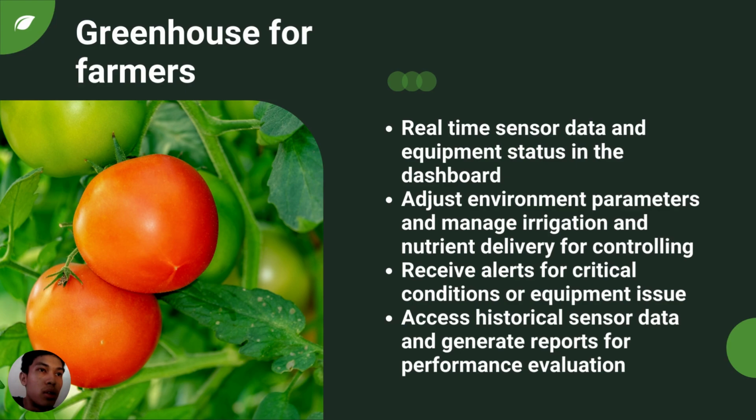Greenhouse for farmers: real-time sensor data and equipment status in the dashboard, adjust environment parameters and manage irrigation and nutrient delivery for controlling, receive alerts for critical conditions or equipment issues, and lastly, access historical sensor data and generate reports for performance evaluation. That is all for me.